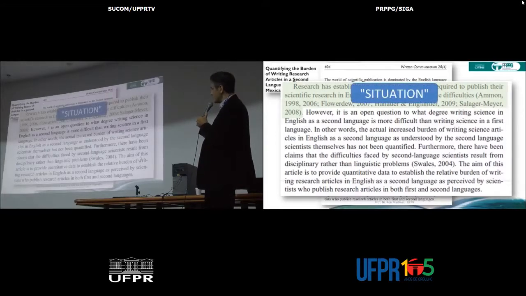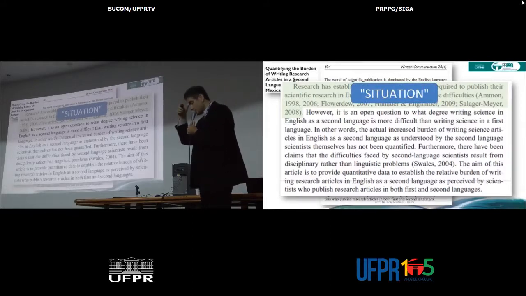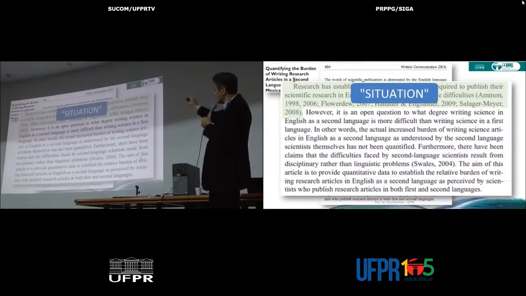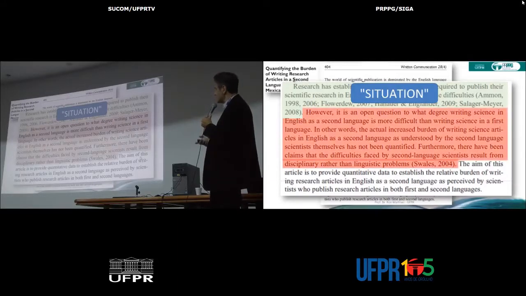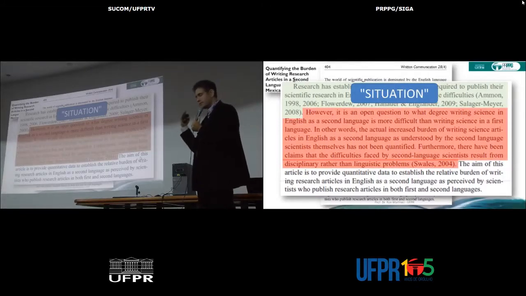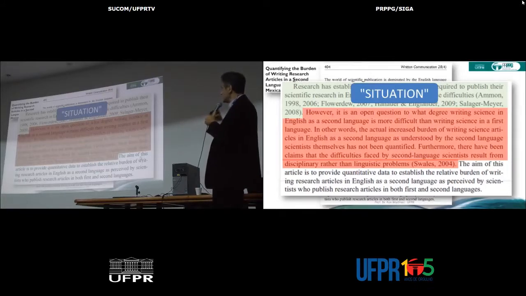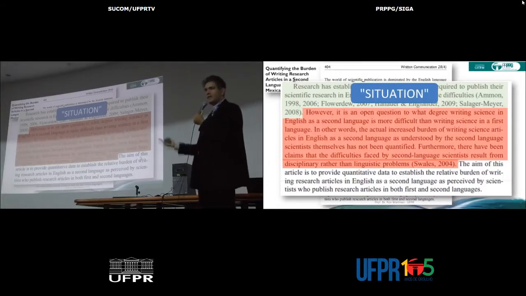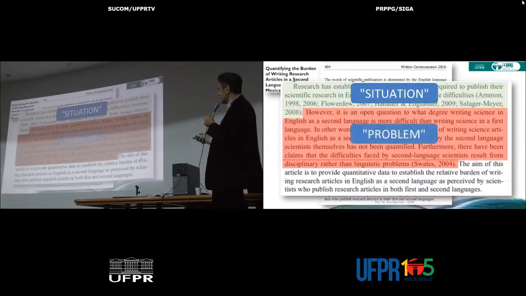But under Hoey's situation problem solution approach, this is still a situation. This is a situation. And this here is the problem with that situation. Many researchers have to write in English, and they have a problem with that. That's accepted. But it's an open question as to whether it's more difficult in English than in their first language. That is the problem with that situation. So it's just another way of looking at that structure.